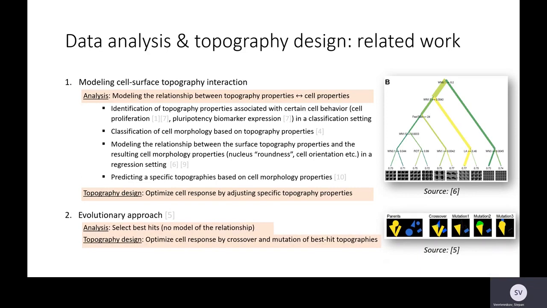The second approach is the evolutionary approach encountered in one paper. Here, the analysis does not include any model of the relationship between the topography and cell. Rather, we select best hits according to some cell response that we want, and we perform crossbreeding of the best hit topographies in the hope that it will lead us to the optimized cell response in the next physical experiment.